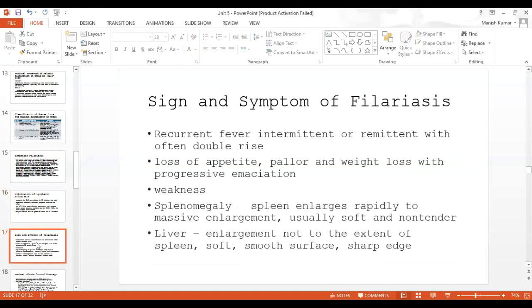So what are the signs and symptoms of filariasis? Recurrent fever, intermittent or remittent with often double rise. So here also you will see high grade fever, loss of appetite, pallor, weight loss with progressive emaciation, weakness, splenomegaly, and then enlargement of the liver, also you can see in this. What is emaciation?